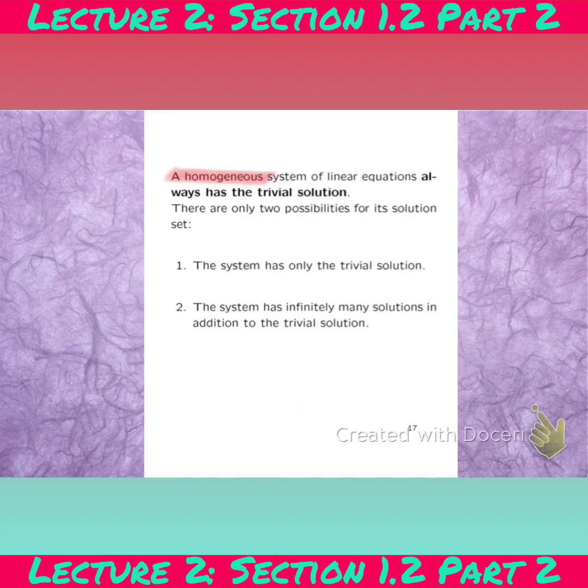Now, a homogeneous system of linear equations, as I said, always has the trivial solution, so it's always consistent. In the case of homogeneous linear systems, there are only two possibilities for a solution set. Either it has only the trivial solution, or the system has infinitely many solutions in addition to the trivial solution. Now you can actually prove this, and we'll do this later on.